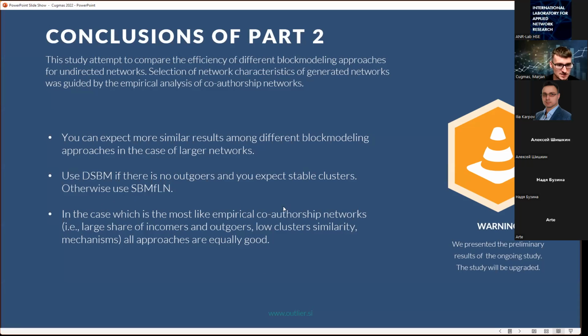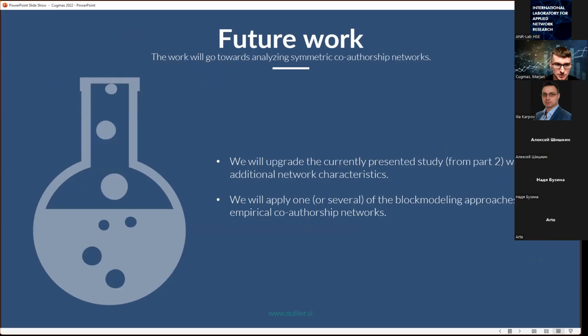And I just told you that for our particular case, it might be that it doesn't matter which approach we use, we would end up with very similar results. This is a warning that this is work in progress. Still, there is quite a lot to be done. In the future, we will send the paper for the first part to the journal Social Networks, and then we will continue with this second part.